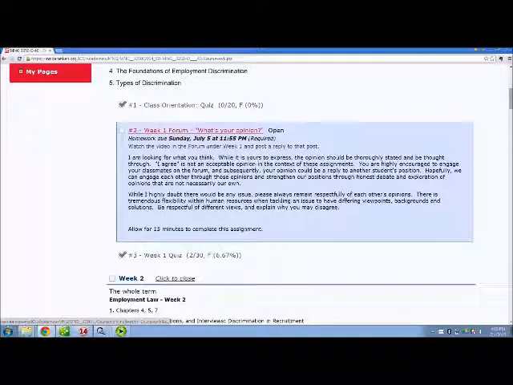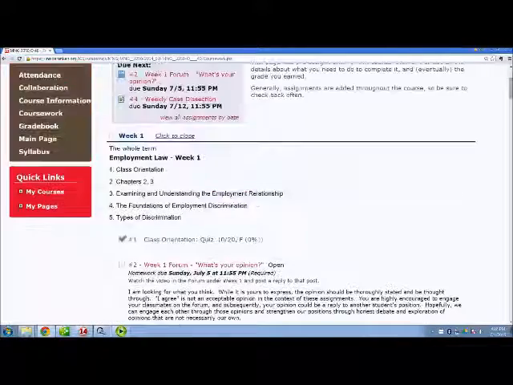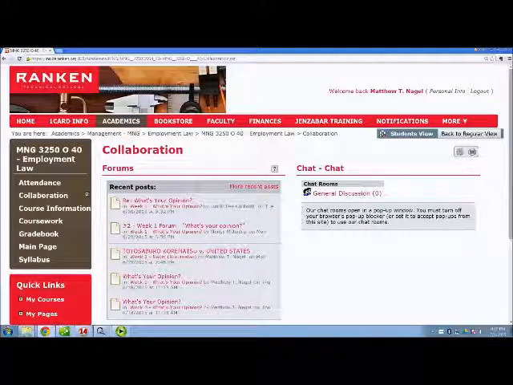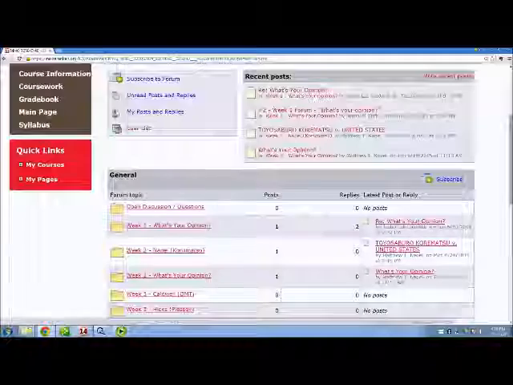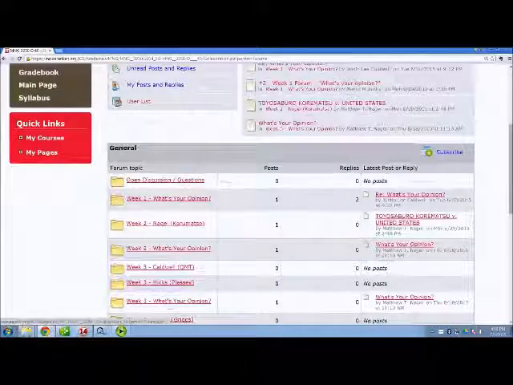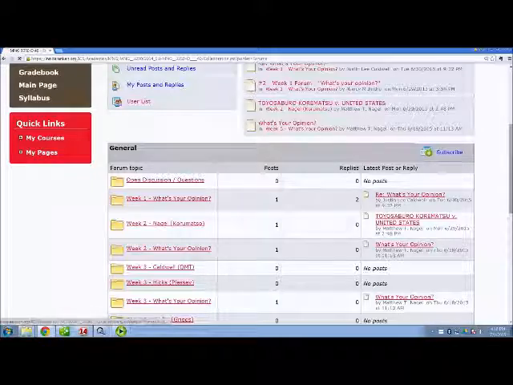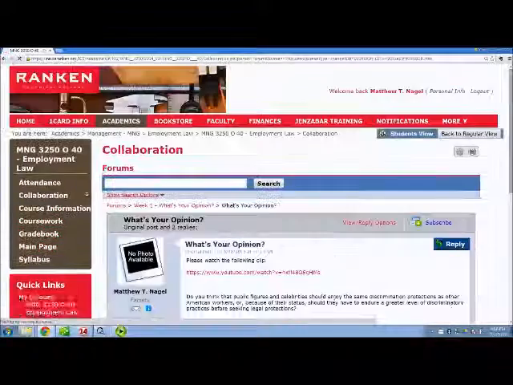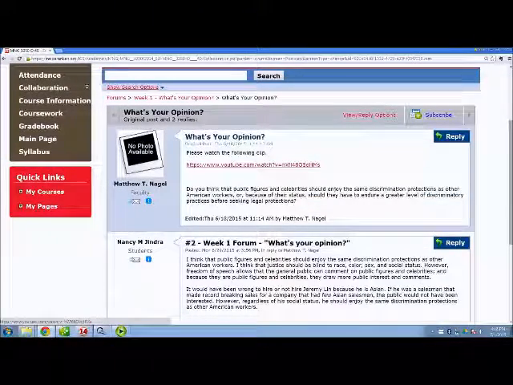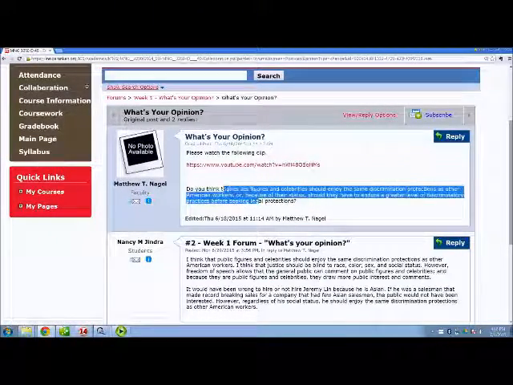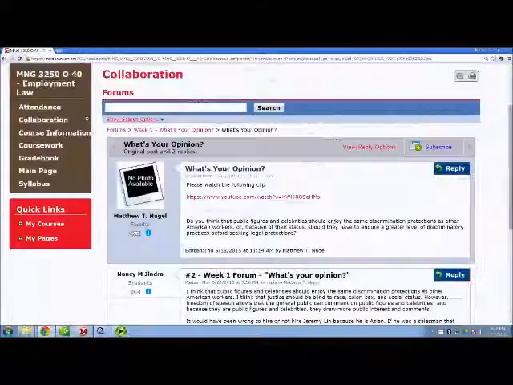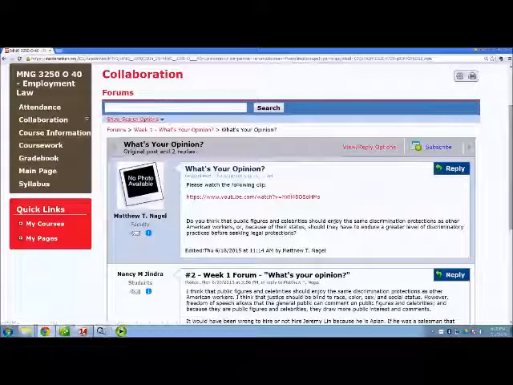Then we have a what's your opinion. If you took HR with me, you've seen this before. So under the collaboration tab, we have forums laid out. So I click on the forums, and right there we have a week 1, what's your opinion? Great. So I click on that. Click on the post, and it's a video. So Professor Nagel has asked me to watch a video and post my reaction. A couple of you have actually already done that. So just like this, you're going to want to hit reply, and then tell me what you think.